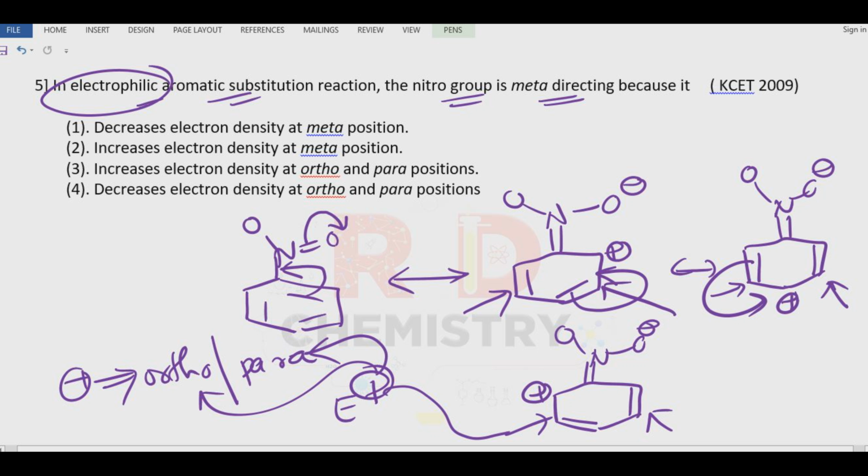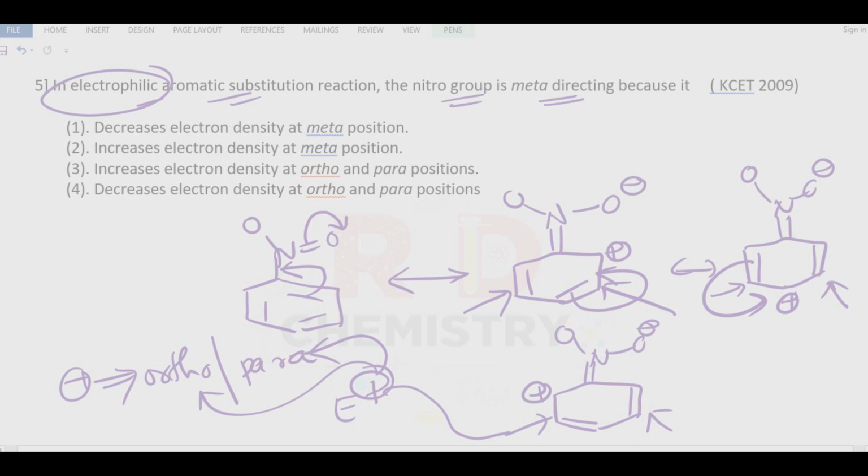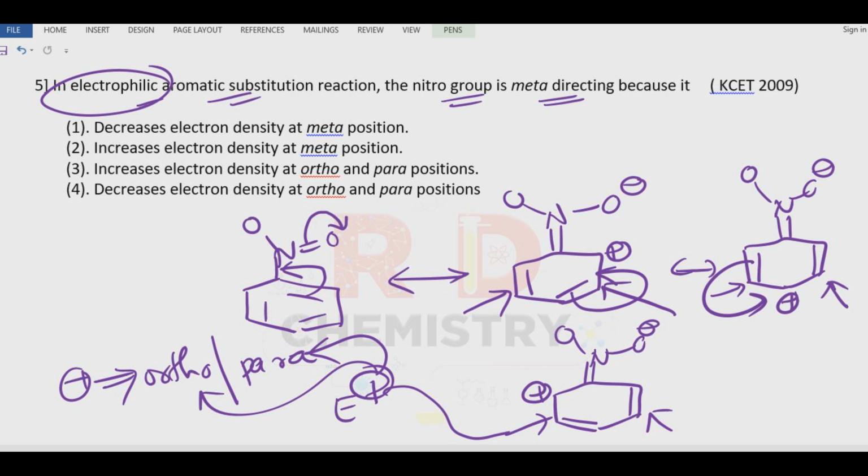But we are not increasing the electron density on the meta position. There is no negative charge on the meta position. So you have to appropriately select the answer. Okay. See the options. The answer is D. Decreases electron density on ortho and para positions. Clear? So the answer is the fourth one.